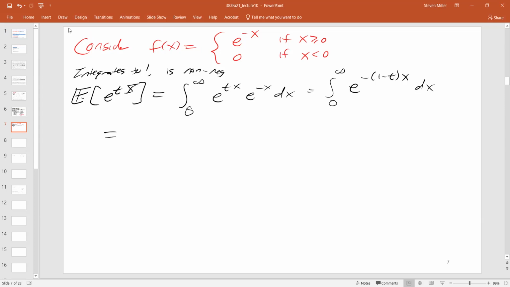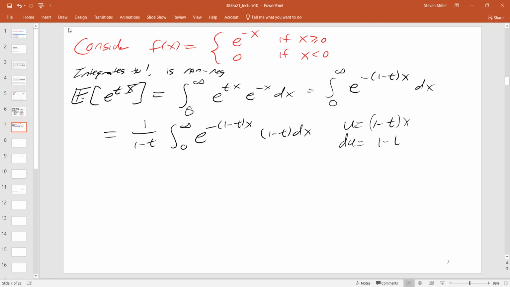One nice way to handle it is this is equal to 1/(1-t) times the integral from 0 to infinity of e^(-(1-t)x) times (1-t) dx. So if I let u equal (1-t)x, then du would be (1-t) dx. And this would just be 1/(1-t) times the integral from 0 to infinity of e^(-u) du, which is just 1/(1-t). Is there anything I have to be careful about?